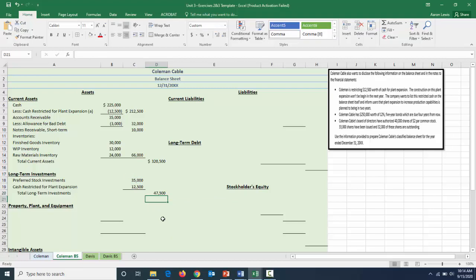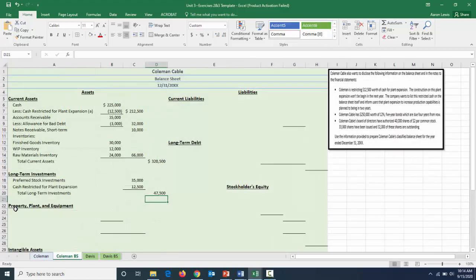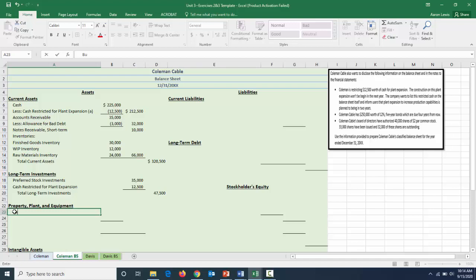Our next classification we're going to move on to is our PP&E. We go to our statement here and we see that we have 4 accounts ready to go in PP&E. They are our building, its accumulated depreciation, our equipment, and our equipment's accumulated depreciation. So let's just save some time right here and fill those all in at once. We have buildings, and to that we have to list the accumulated depreciation of those buildings.